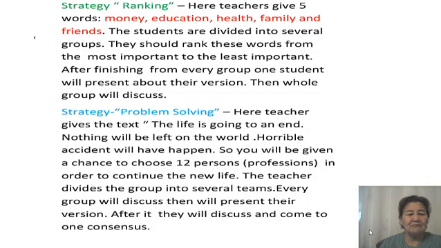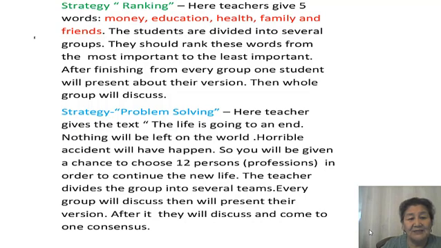The next strategy is ranking. Here teachers give 5 words: money, education, health, family, and friends. The students are divided into several groups. They should rank these words from the most important to the least important. After finishing, 1 student from every group will present their version. Then the whole group will discuss.